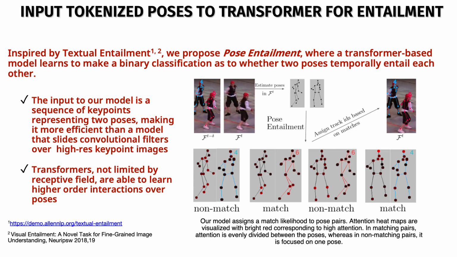Once we have the tokenized pose data, we simply pass a pair of poses into the transformer and perform a binary classification as to whether these two poses follow each other. This means that we send a pose t and t minus d, where d is a fixed hyperparameter. We call this task pose entailment, and it is inspired from entailment tasks where there is a premise and hypothesis and one has to predict if the two sentences follow each other.